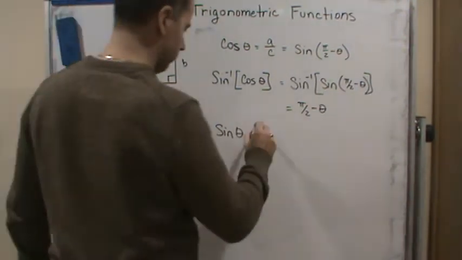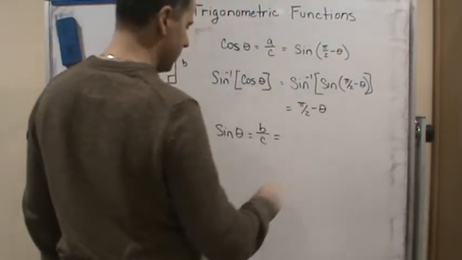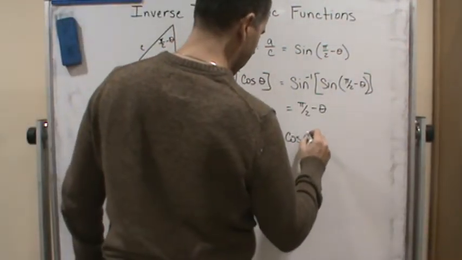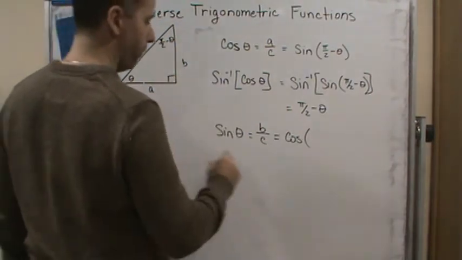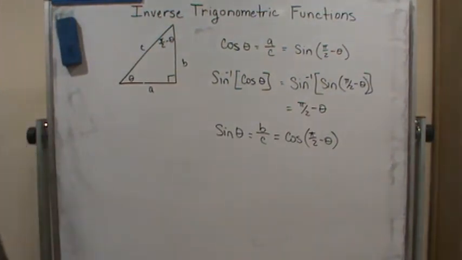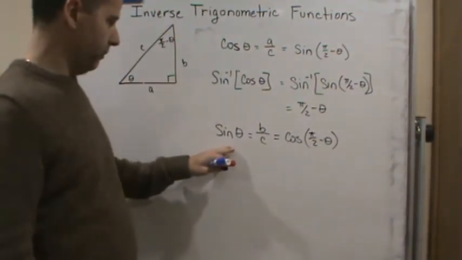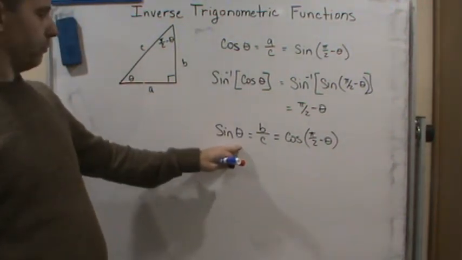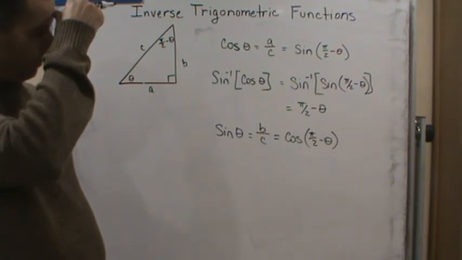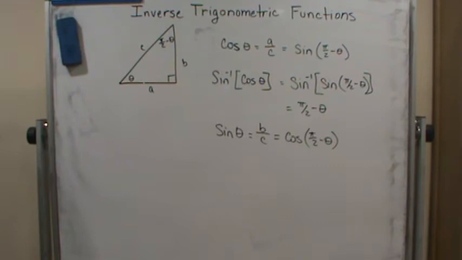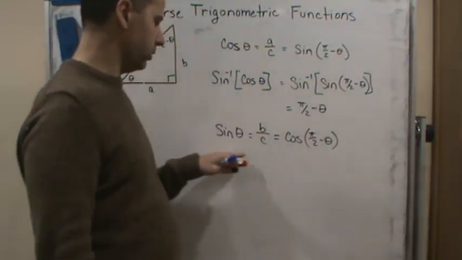And likewise, if I'm dealing with sine, if I have sine of theta equals b over c, which is equal to cosine of pi over 2 minus theta. Now in this case, the domain that we're looking at is negative pi over 2 to pi over 2. So that's the restricted domain.